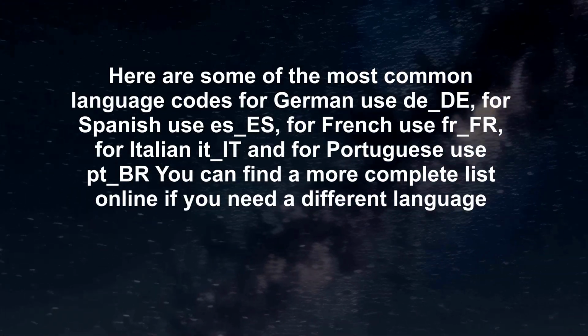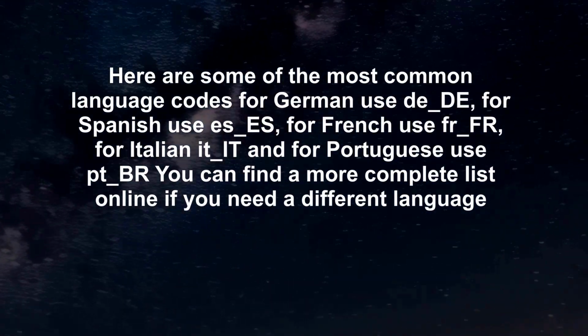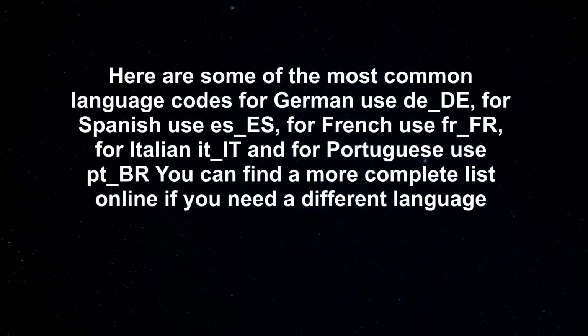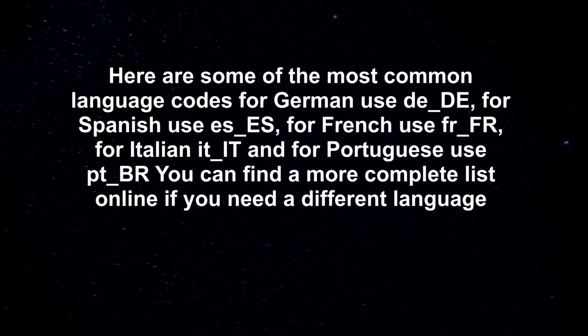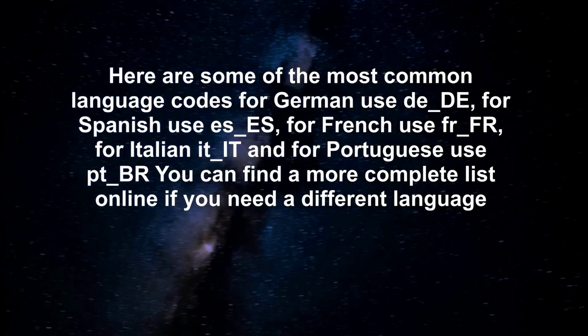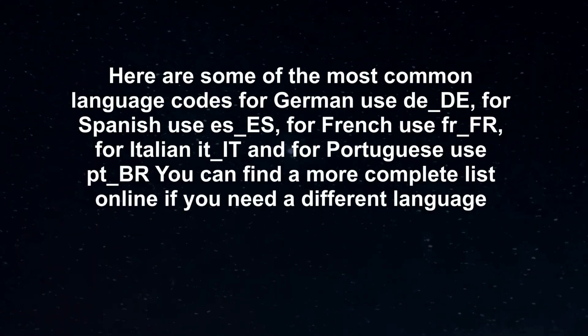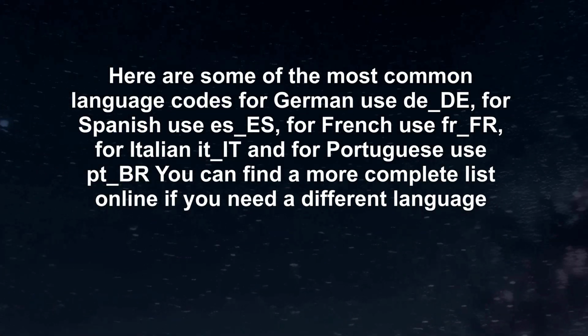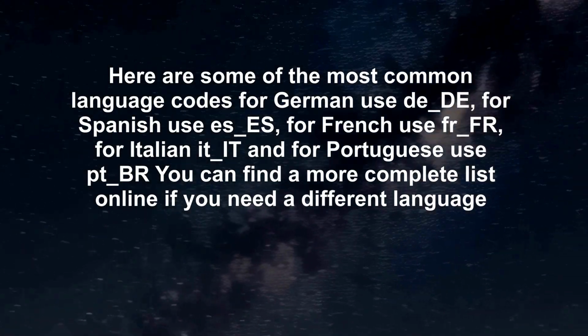Here are some of the most common language codes. For German, use de_DE. For Spanish, use es_ES. For French, use fr_FR. For Italian, it_IT. And for Portuguese, use pt_BR. You can find a more complete list online if you need a different language.